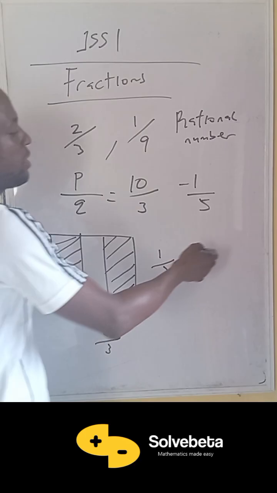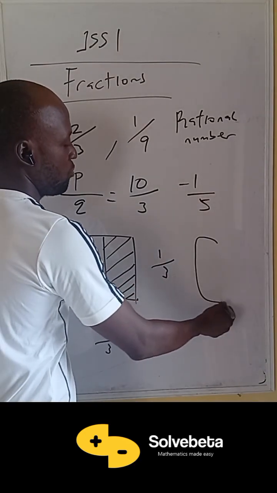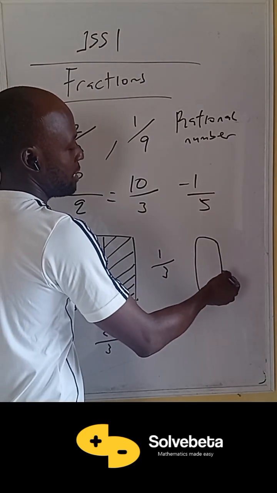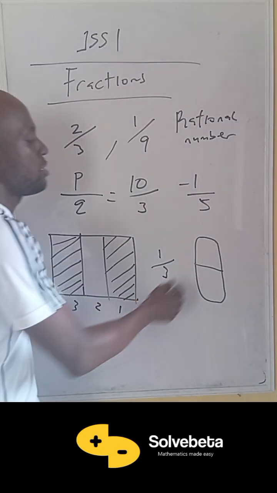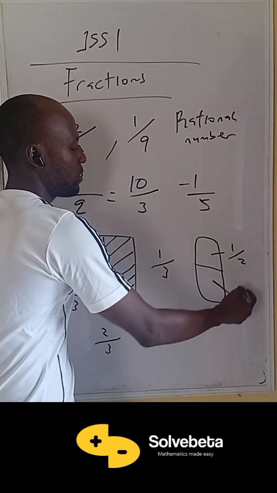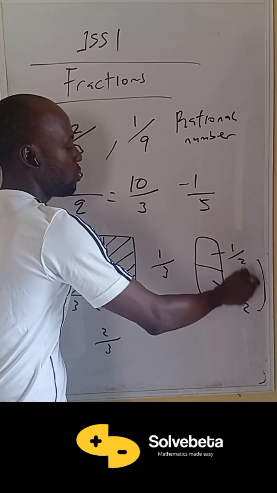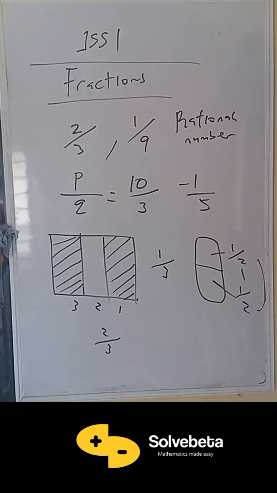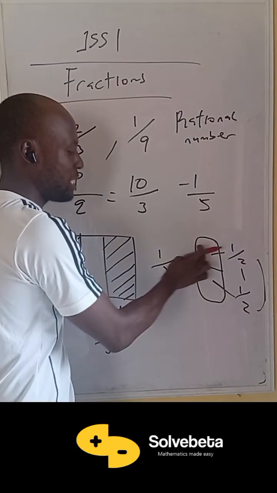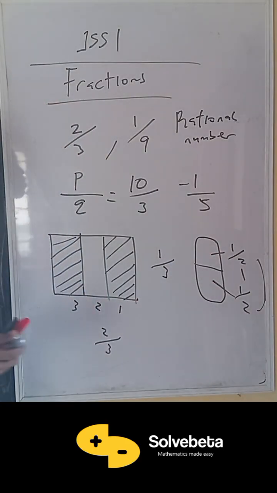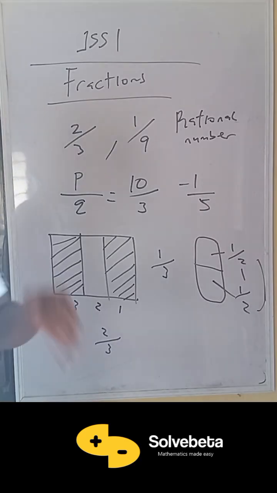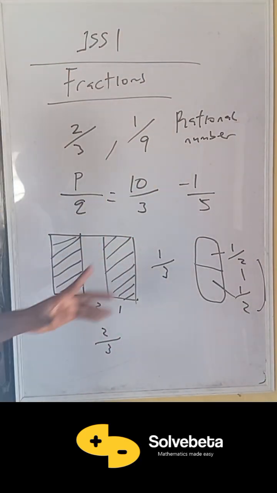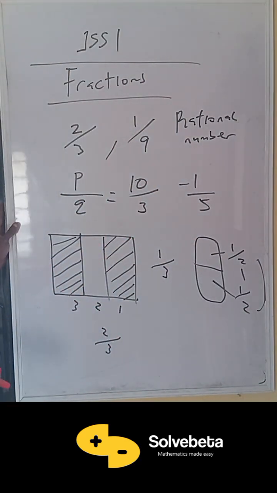Or if I have a loaf of bread and I divide it into 2, I would have divided it into halves. This is half of it, and this is another half. When we add both together, we get the whole piece of bread, 1. So this is 1 out of 2, and this is 1 out of 2. That's the concept behind fractions. I hope you understand that.